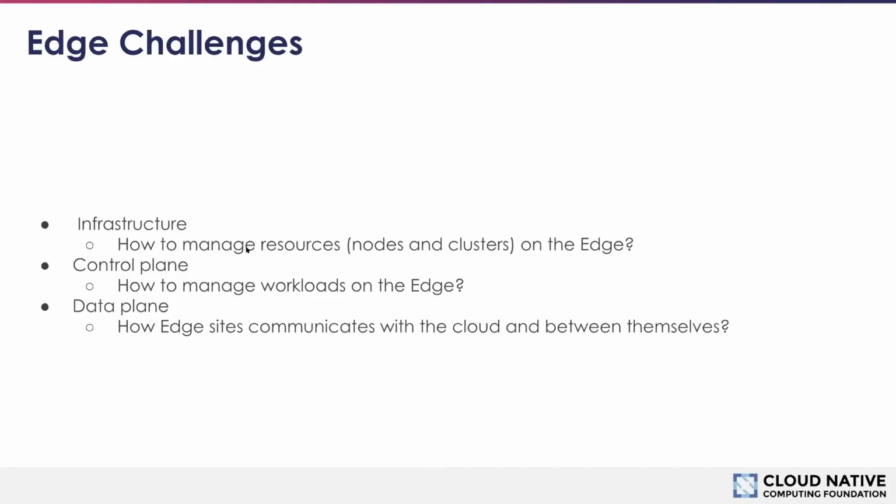The other one is the control plane. Now that we have our resources reaching out to the edge, how do we schedule our workloads there, and how do we manage them? Because one of the recurring patterns is that the networking between the edge and the cloud is different. So all the things that we take for granted in the cloud are a little bit different now. So we need to think a little bit more about that.